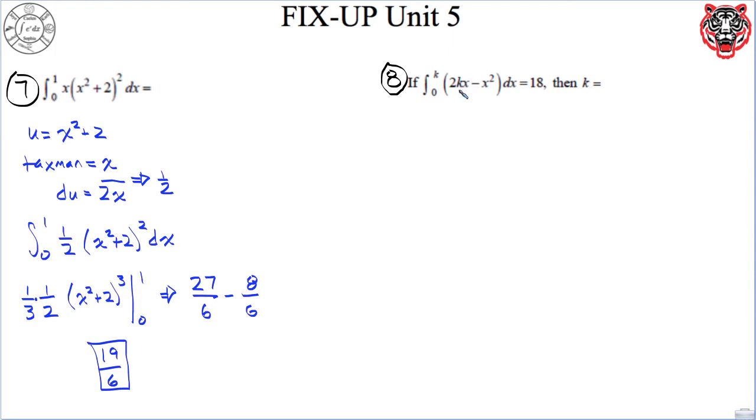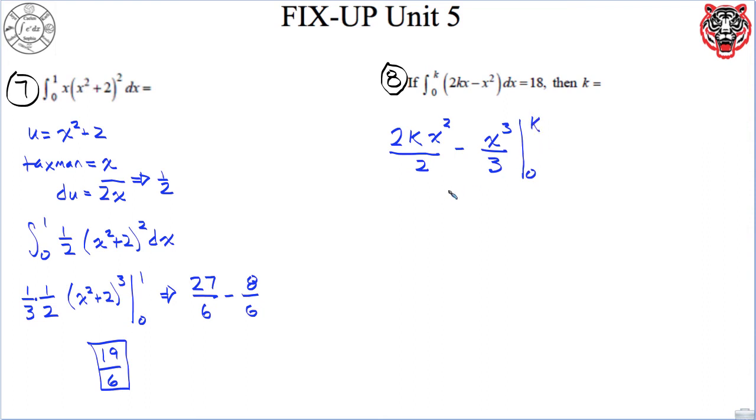So 2kx. Think of k as a number. So this is really like 6x if k was 3. So k is just a constant. So when I take the antiderivative of this, 2kx is going to go to the power of 2, and all of this is going to be divided by 2 because I divide down. And I'm going to subtract x cubed, divided down by 3, and that's evaluated between 0 and k.